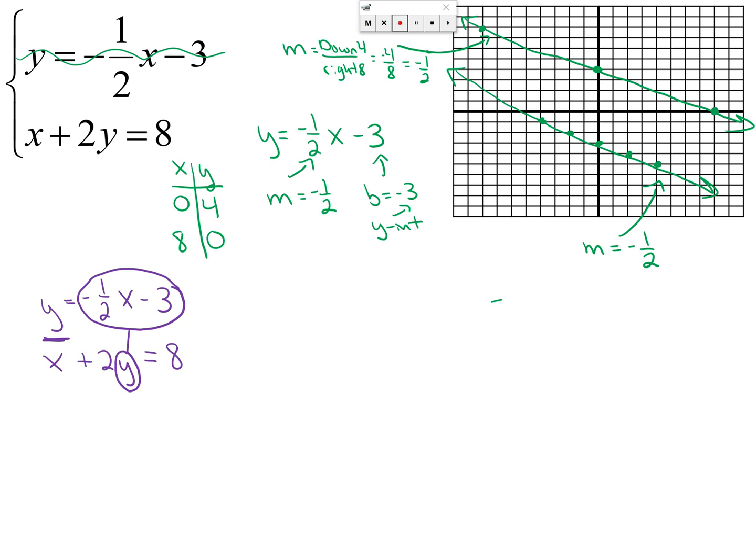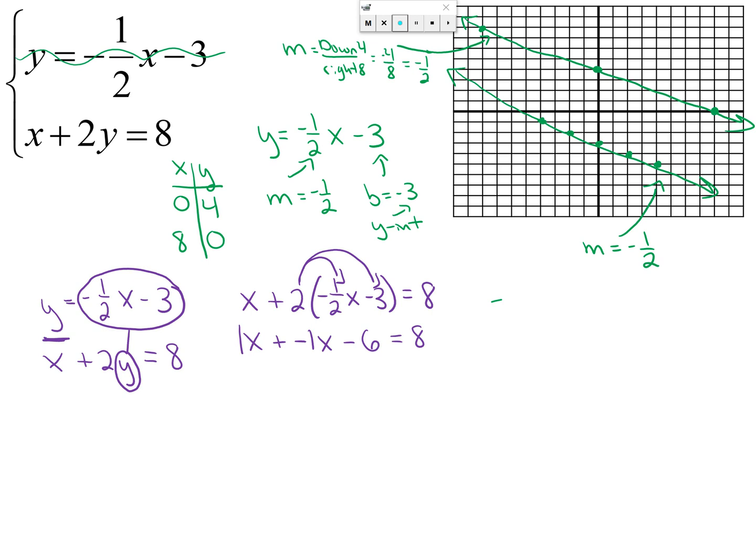So when I do that, don't let the fraction scare you. We have x plus 2, and instead of y, I have negative 1/2 x minus 3, then that whole thing equals 8. Distribute, and actually this works out rather nice. 2 times negative 1/2 just gets me negative 1. 2 times negative 3, negative 6.